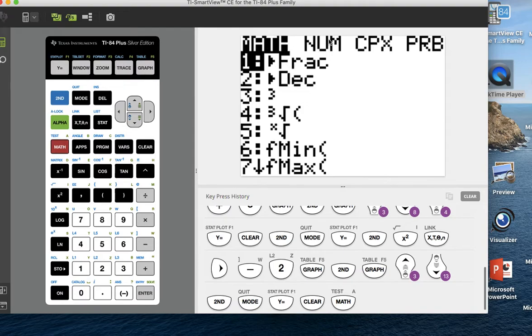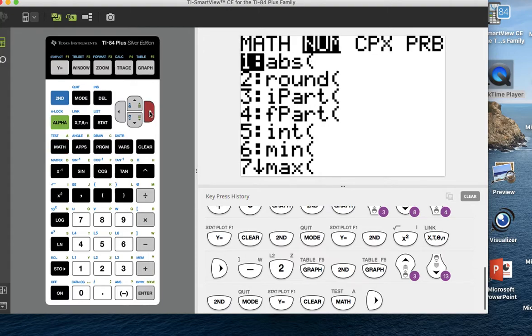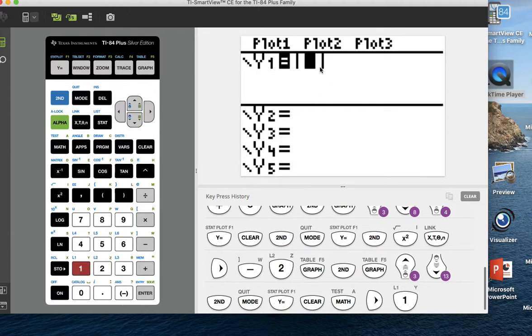For absolute value, I need to move over here to num. So moving over there, this first one that says ABS is absolute value. So I'm going to go ahead and press 1 for that. And I've got absolute value symbols up here in my y equal where I'm going to put my function in. So again, the only variable I know is x. X is right here under this key.